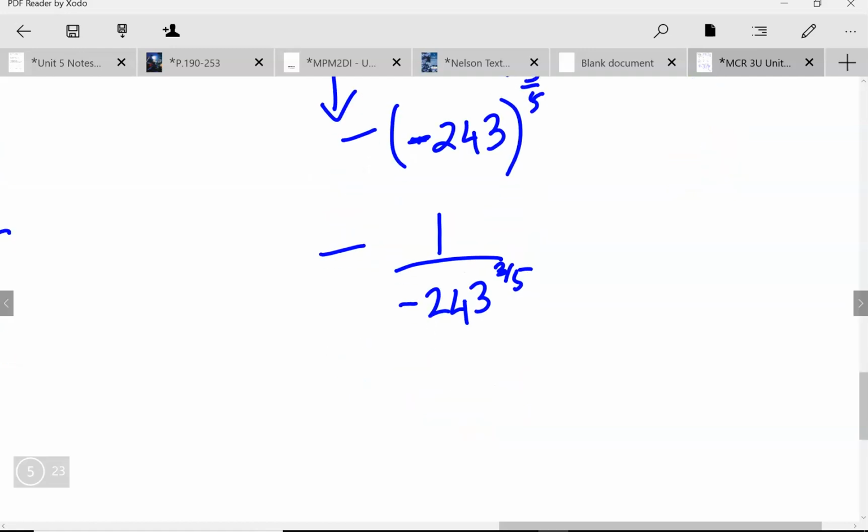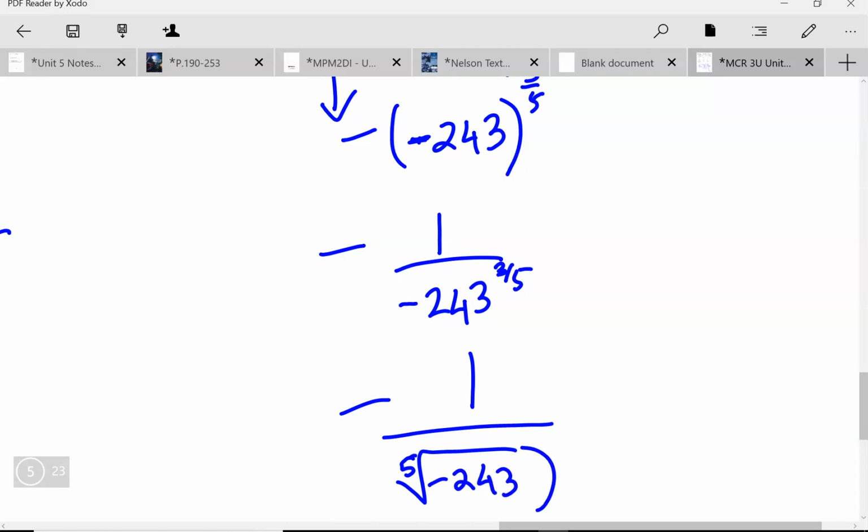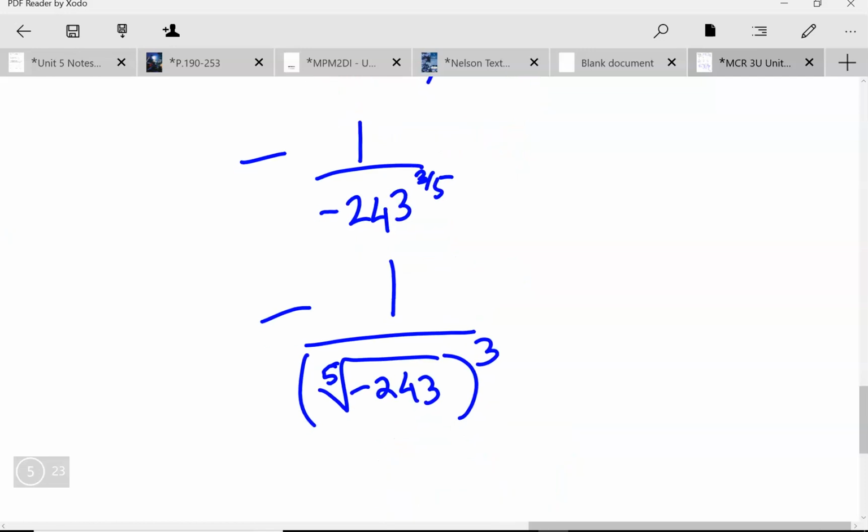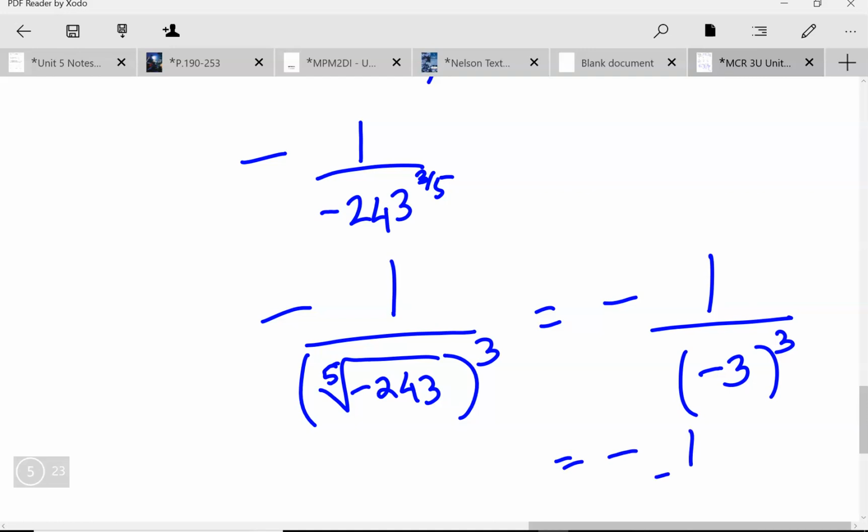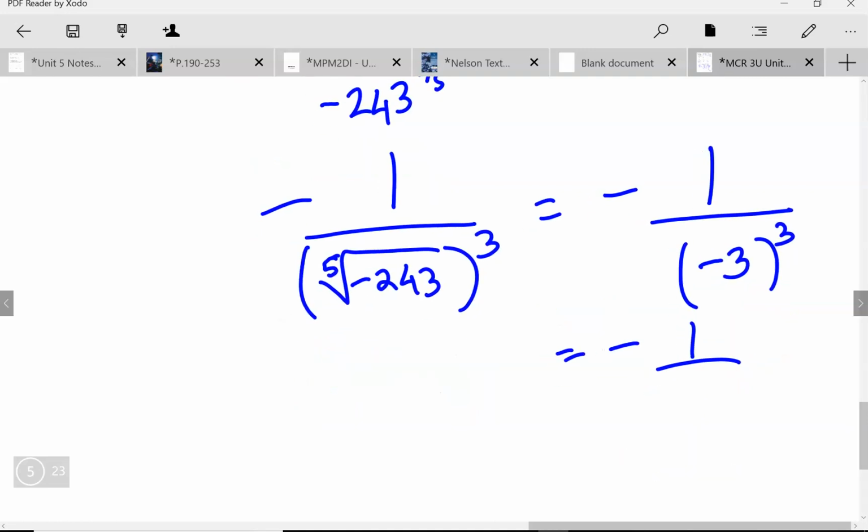So here I will have negative of the 5th root of negative 243, the whole cubed. The 5th root of negative 243 actually exists because it's an odd root, which makes my answer negative 3. So negative 3 cubed is negative 27. So negative 1 over negative 27 is positive 1 over 27. And hopefully we get that. That's the answer we're getting.